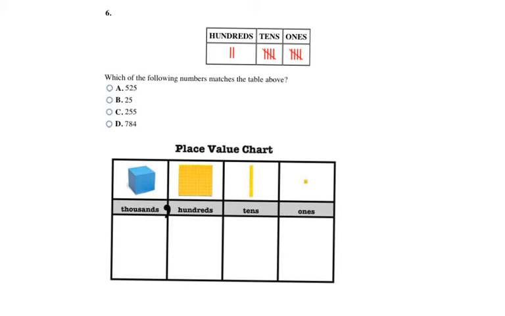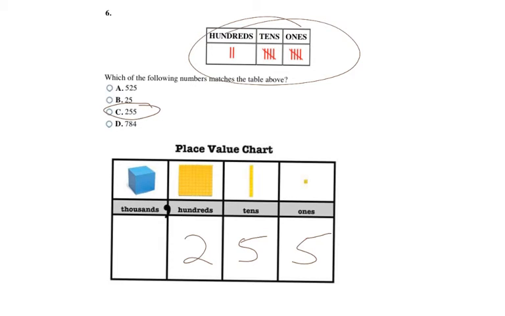This question here says, which of the following numbers matches the table above? So in my hundreds column, I have a 2. So I'm going to write a 2 in my hundreds column down here. In my tens column, I have a group of 5, so I'm going to put a 5 in my tens column down in my second chart. And then in the ones column, I also have a group of 5. And so that means this tally chart here represents the number 255, which is choice C.